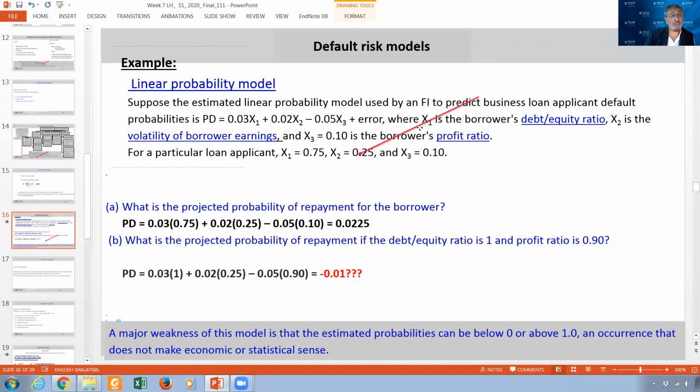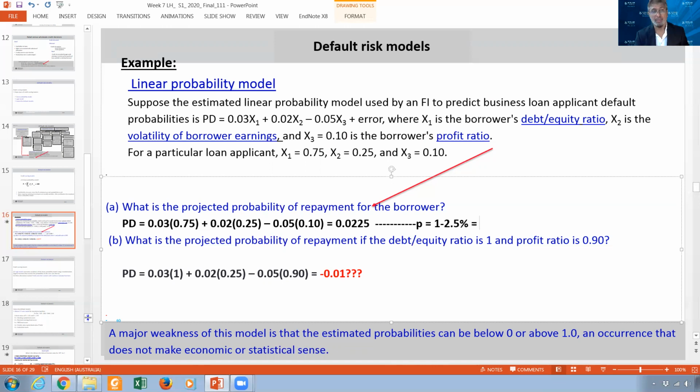I use the values of the X's in this regression formula and then get the probability of defaulting. As you can see, I multiply the coefficients by the values of X1, X2, and X3. In this case, the probability of defaulting is actually 2.5%. If it is 2.5%, that means the probability of payment is 1 minus 2.5%, which is actually 97%.